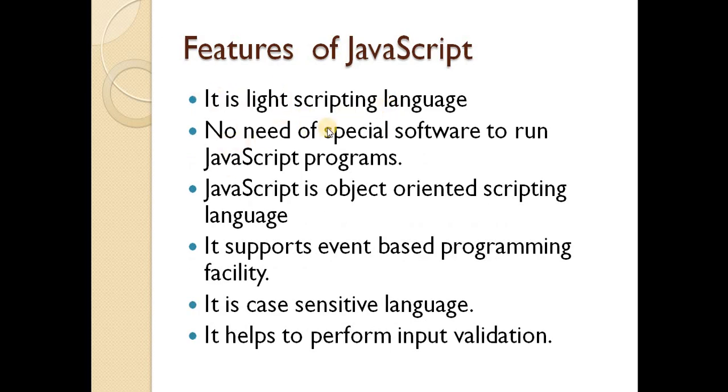Then next point, no special software is required. We do not require any software for executing our JavaScript programs. We need a web browser and a text editor. You can use Notepad also as a text editor. Third point, JavaScript is an object-oriented scripting language. In JavaScript, we can create objects, and our programs are written based on those objects. So that is why JavaScript is an object-oriented scripting language.